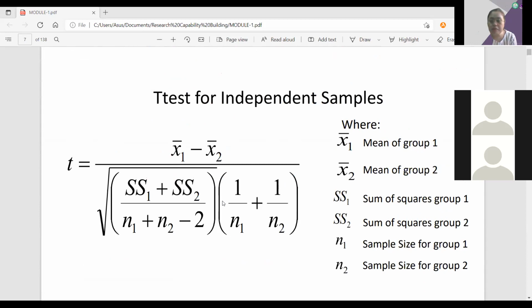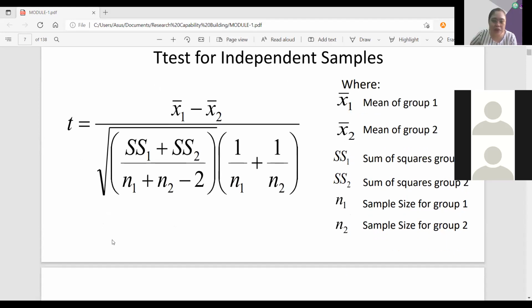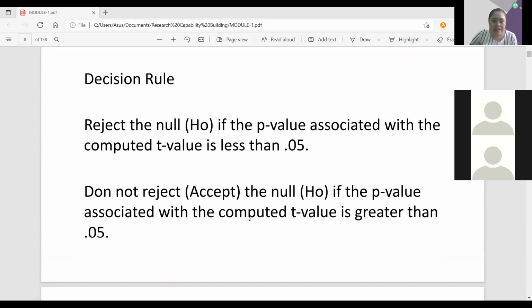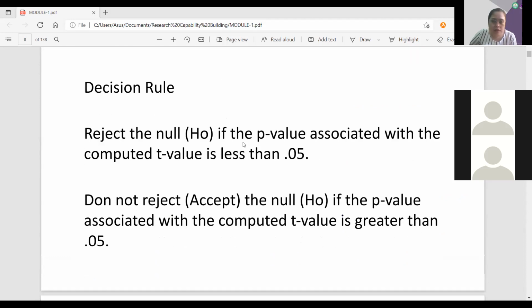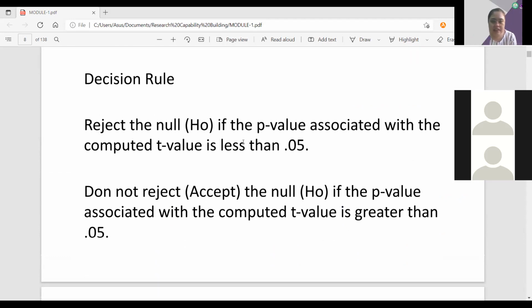So again, we will be using the JASP, or you can actually use the Excel if the JASP will not really run in your gadgets there, whether laptop or desktop. We will have the Excel later. I'll try to do that sa Excel. Now, take note of this. The most important thing is you have to be able to interpret the result.